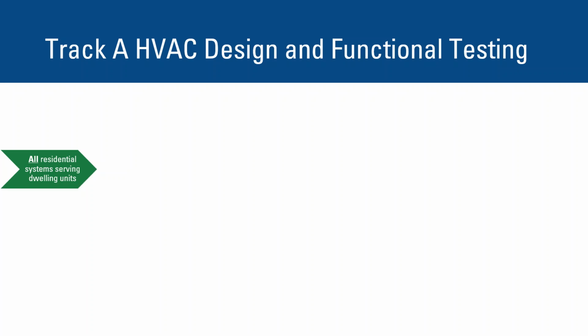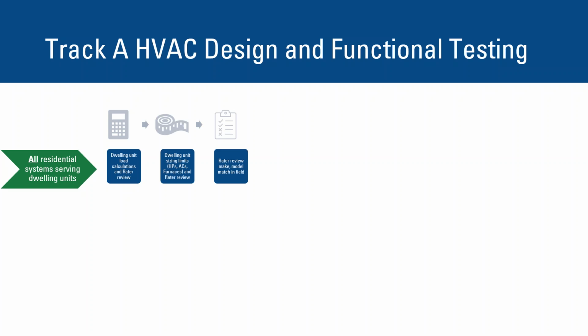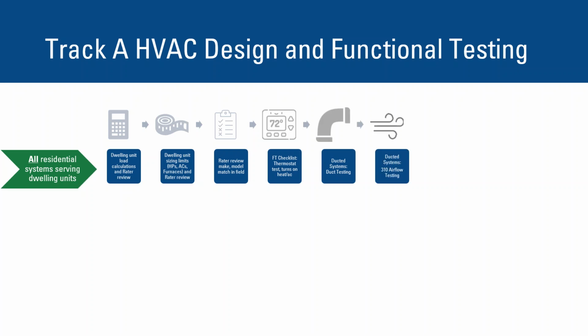And so for track A, instead of just being for ducted systems, it's for all residential systems serving dwelling units. You need to do those load calcs, and the sizing limits apply. And then the rater reviews make and model and the indoor units just like they do for track B, and the duct testing. And then you switch to doing the 310 test instead of the functional testing checklist. So you have airflow testing, watt draw, and refrigerant charge testing.